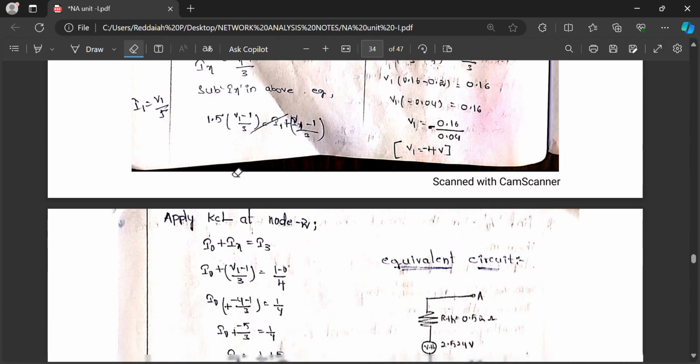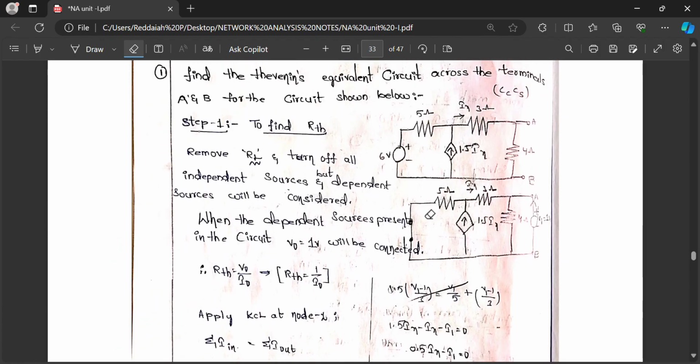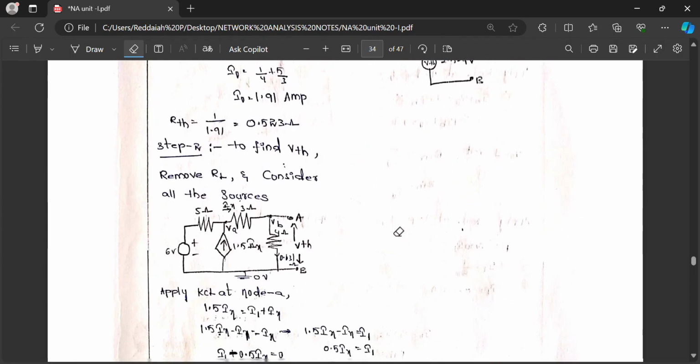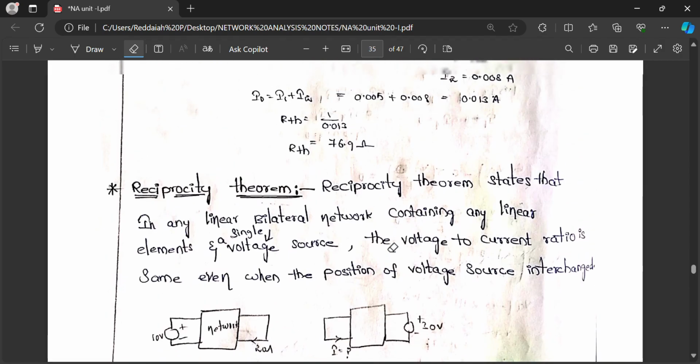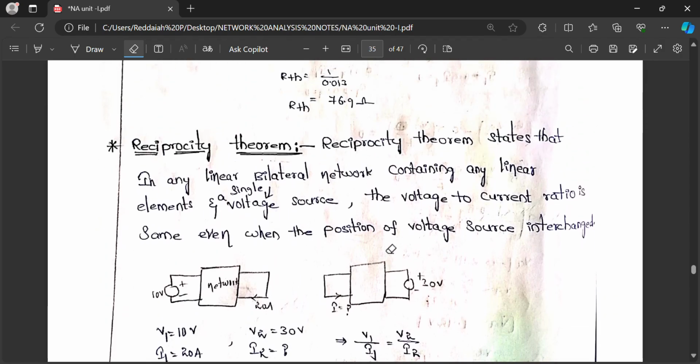Similarly, how to find Norton's theorem, you can find the link already. Numerical problems on Norton's theorem using independent sources and dependent sources. If you have any doubt, comment.